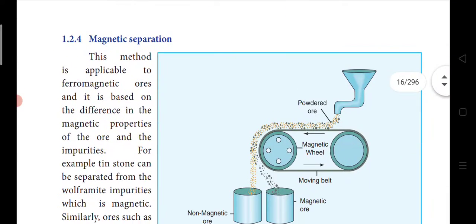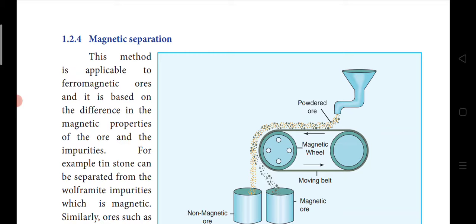And finally we have magnetic separation. This method is applicable to ferromagnetic ores. We all know what ferromagnetic means. We have paramagnetic, diamagnetic and ferromagnetic materials or ores. Ferromagnetic means the orientation of the electrons is in random domains, and the separation is based on the difference in magnetic properties. So based on the magnetic properties of the ores, the separation is done.